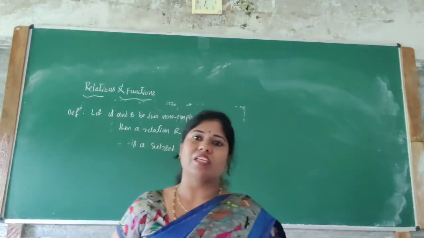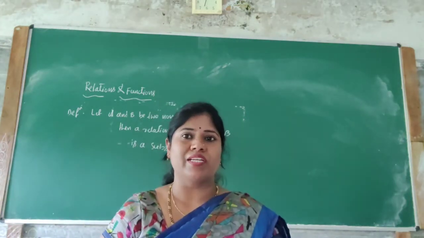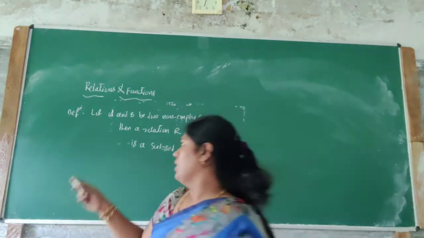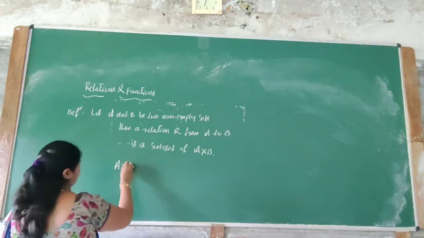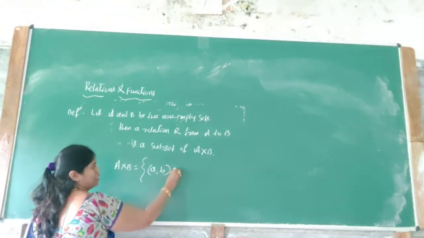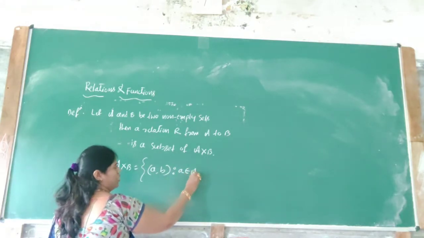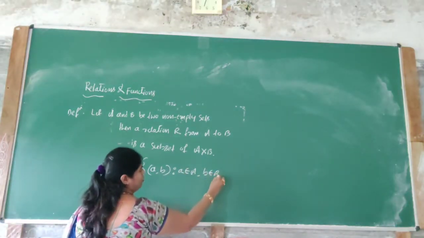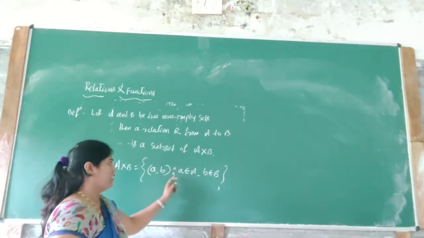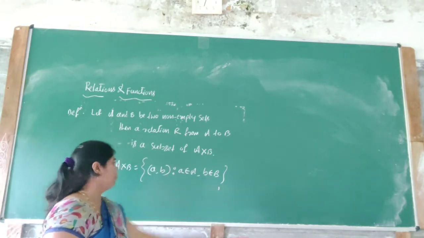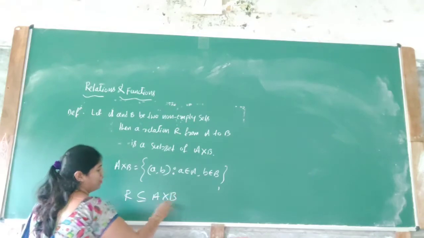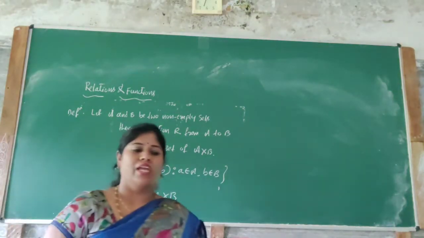In the previous class we have discussed subsets and the Cartesian product of A and B. What is the Cartesian product of A and B? It is the set of ordered pairs (a, b) such that a belongs to A, b belongs to B. So here R is a subset of A cross B.